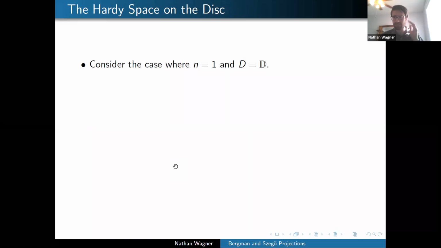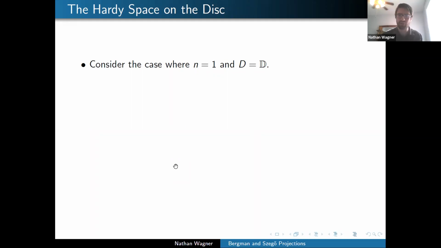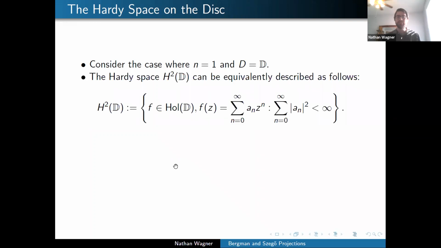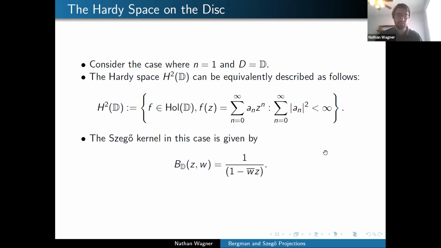Again, I think everybody is probably familiar with this, but I'll just review the case where n equals 1, we're in one complex dimension, and the domain is the unit disk. Probably everybody knows that the Hardy space is those functions holomorphic on the disk whose Taylor coefficients are square summable. And the Szego kernel, which again I think everybody has seen, is given by, sorry, that should be an S there, not a B. I always find typos in the midst of doing a talk and not before. But yes, this is the Szego kernel for the disk.